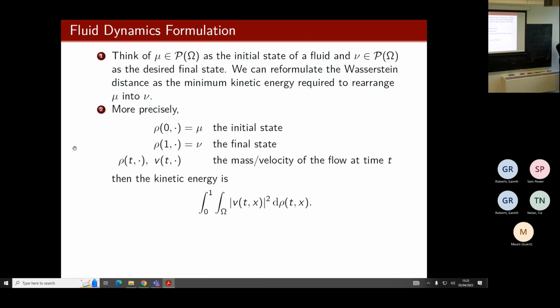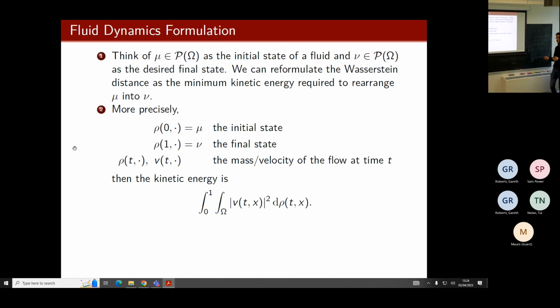To make this a little more precise, I'm going to consider this rho here, which in its first coordinate is going to be time, and in its second coordinate is going to be space. So at time 0, rho is going to be mu, the initial state. At time t equals 1, rho is going to be nu, which is the final state.